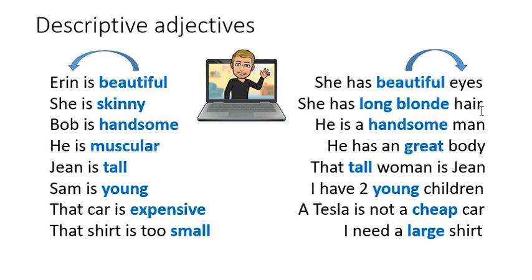Let's go with the next one. She has long blonde hair. The word long describes the word hair. The word blonde also describes the word hair. Sometimes we combine more than one adjective. So, long blonde hair.